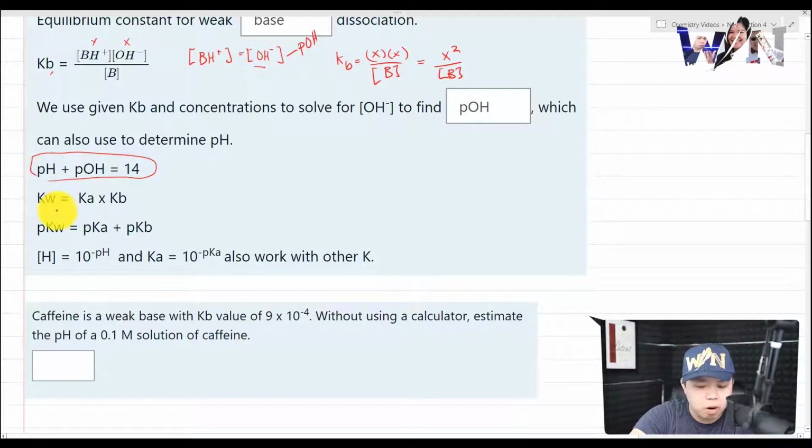And here's another one. When we work with water, we can actually find the Ka and Kb of either one. So Kw equals Ka times Kb, or pKw equals pKa plus pKb. And again, this is for water. That's one thing you have to remember, because a lot of times they ask you for a water problem.